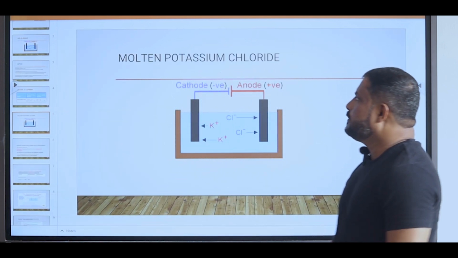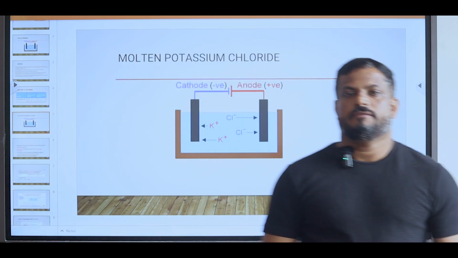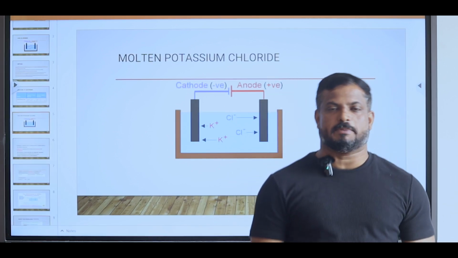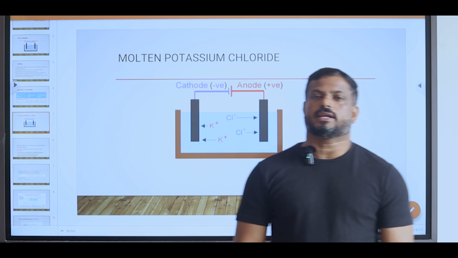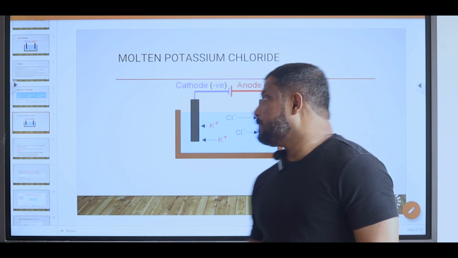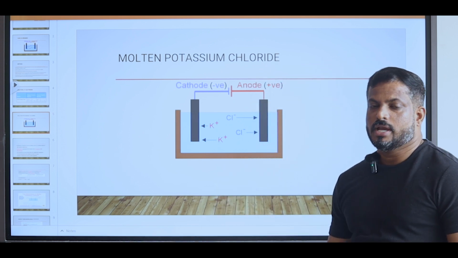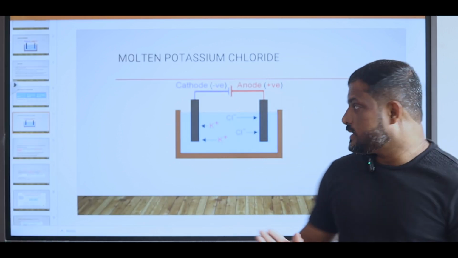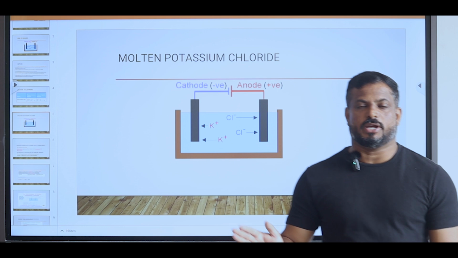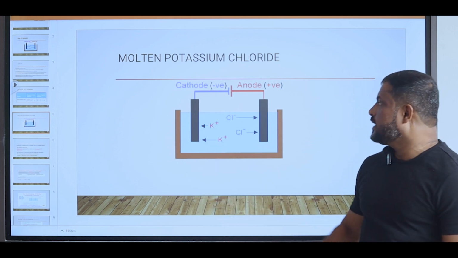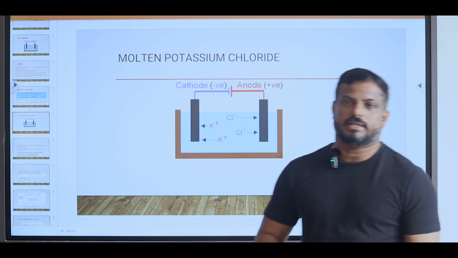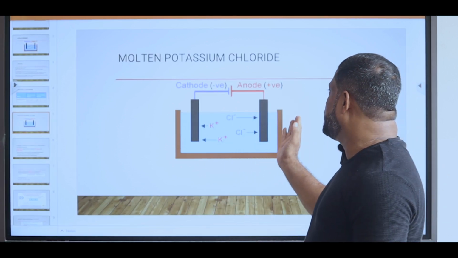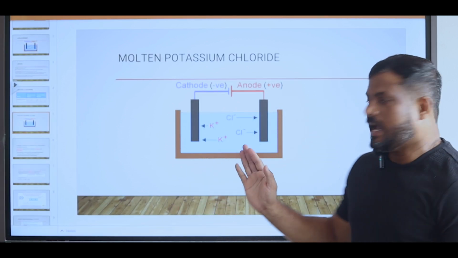Next example, molten potassium chloride. When you pass electricity through molten potassium chloride, it splits up into potassium ion and chloride ion. Potassium ion K+ moves towards the cathode because the cathode is the negatively charged electrode. So the positively charged potassium ion moves towards the cathode, and the negatively charged chloride ion moves towards the positive electrode, that is the anode.